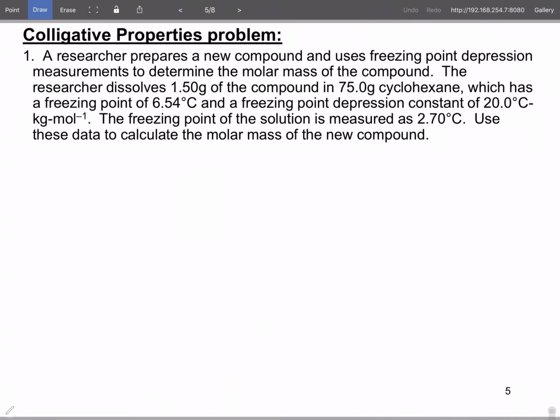Okay? So, we have a researcher preparing a new compound, uses freezing point depression. Now we got a lot of words here. These are word problems. So I'm going to pull out what I think I might need. So I've got the compound, which is my unknown, which is 1.50 grams. We're dissolving it in cyclohexane. So our solvent is 75.0 grams of cyclohexane.